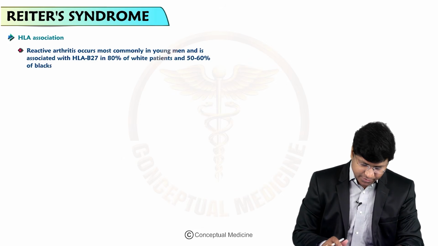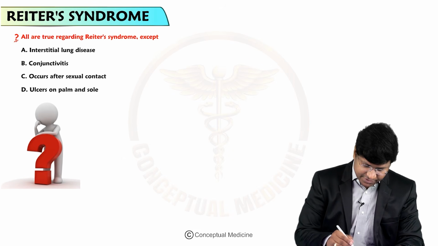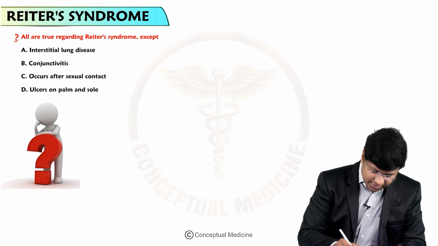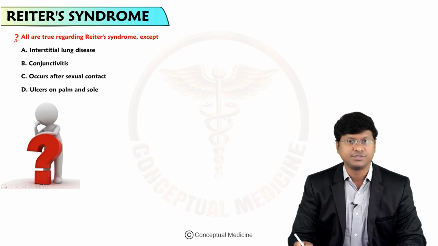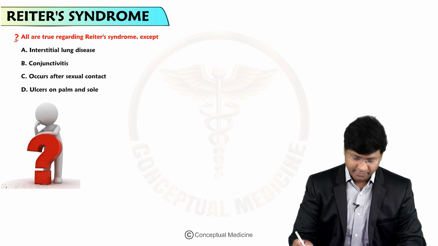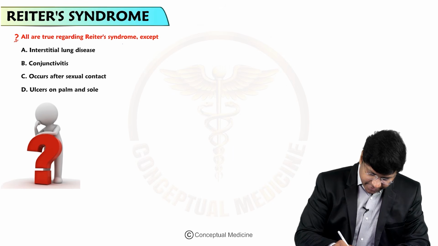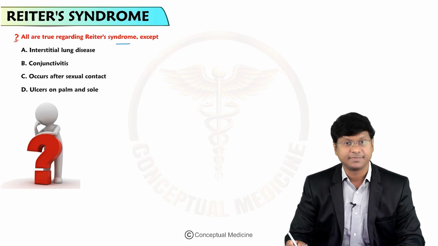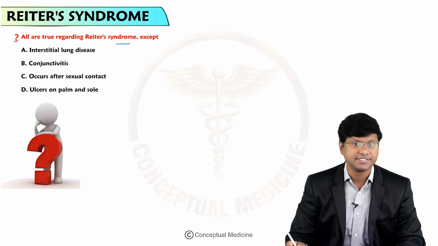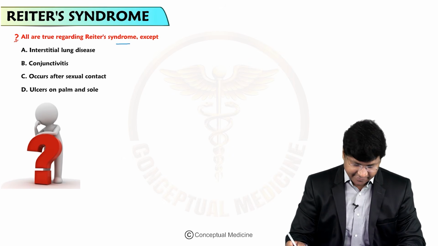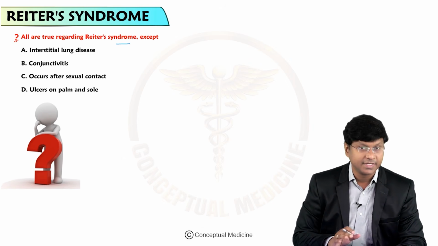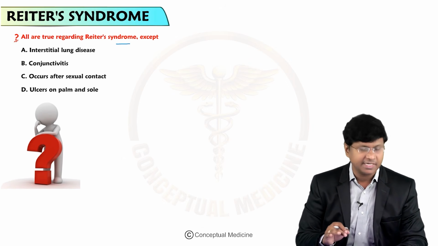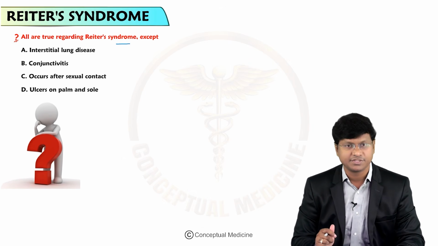And let me show you how a question can be asked on Reiter's or reactive arthritis. The question can be asked in the following way: all are true regarding Reiter syndrome except: interstitial lung disease, conjunctivitis, occurs after sexual contact, ulcers on the palm and soles. So this is the question, right? Let me discuss Reiter's in detail and come back to the same question.